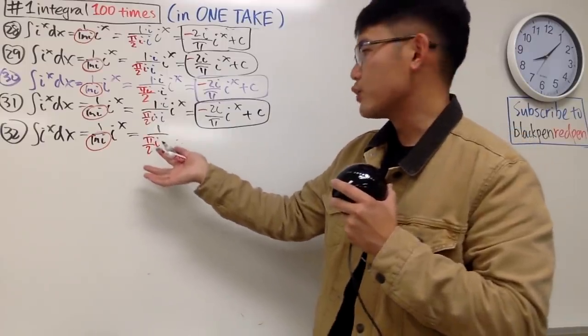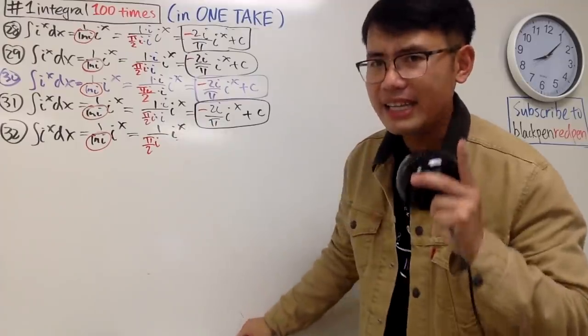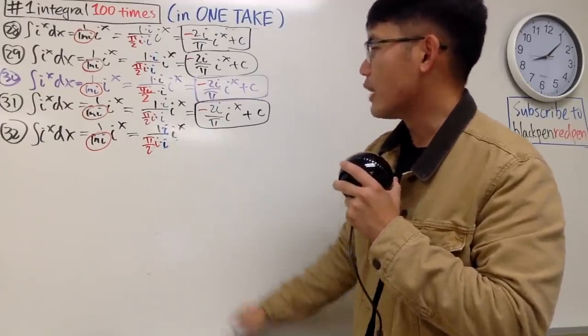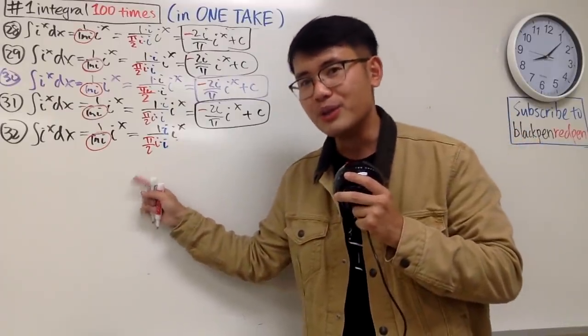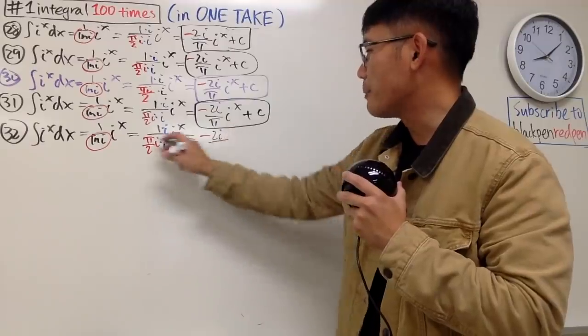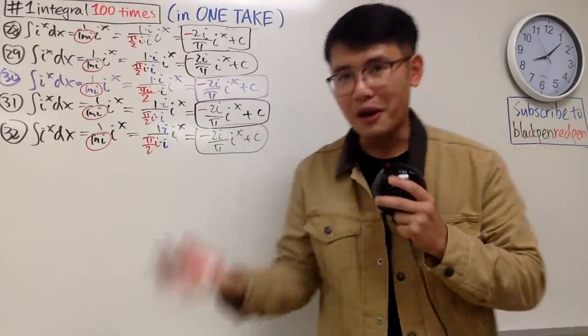So we have pi i over 2 like this for the ln i, and don't forget we still have the i to the x power like this. And I don't like to be on the bottom, I like to be on the top. So let's go ahead and multiply by i and i right here. So i times i is -1, and this is a 2. So bring that up as well. So therefore we get -2i over pi, and then we have i to the x power, and then we add a c to it, and then we are done.